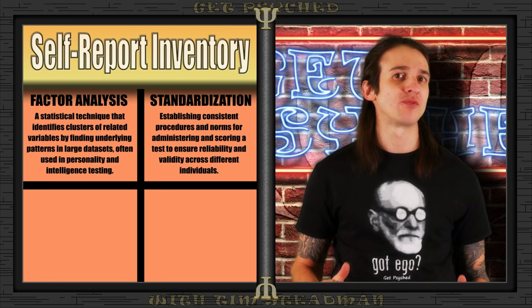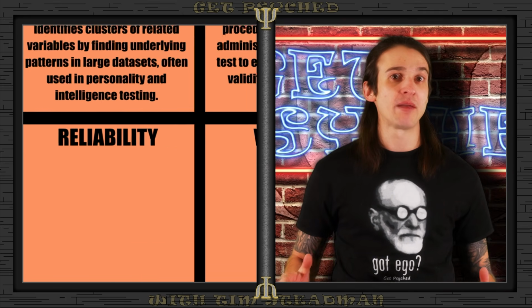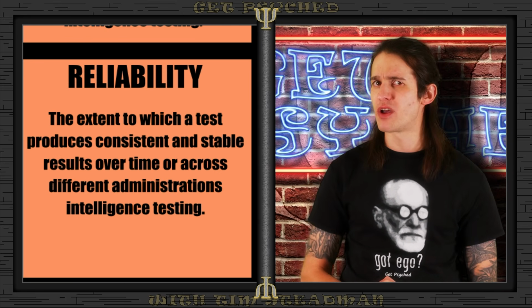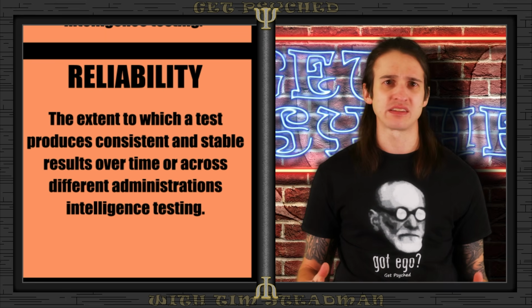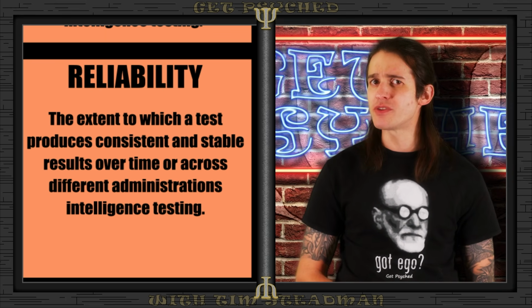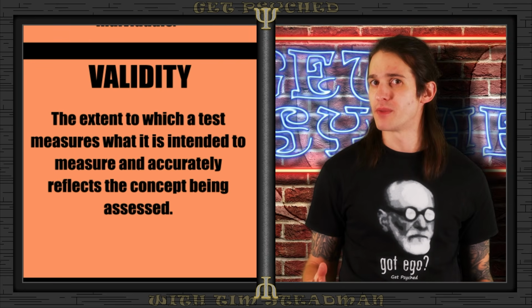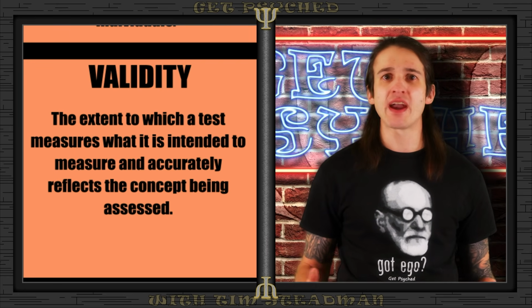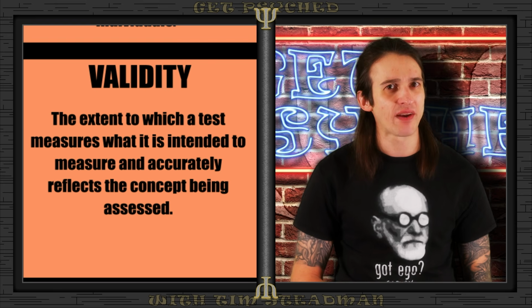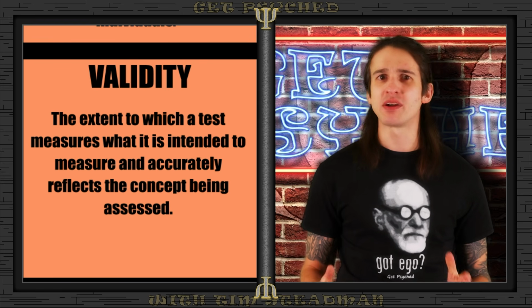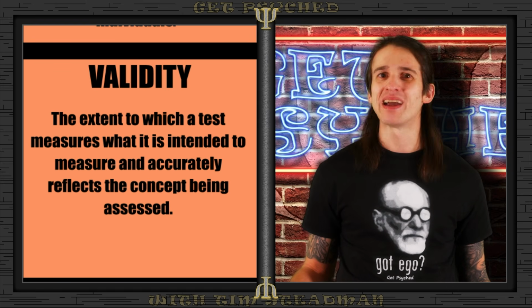Psychologists also focus on reliability and validity. Reliability means the test produces consistent results. For instance, if you take the same personality test twice, your results should be pretty similar. Validity means the test measures what it's supposed to measure. In other words, a test for extroversion should actually tell us about how outgoing someone is, not how much they love pizza with pineapples on it.